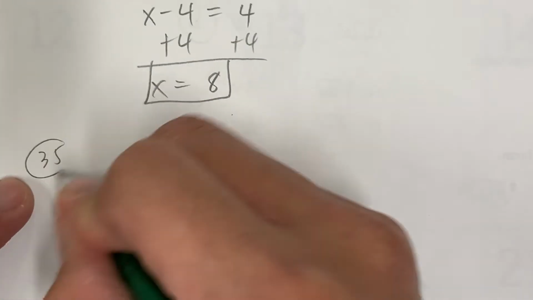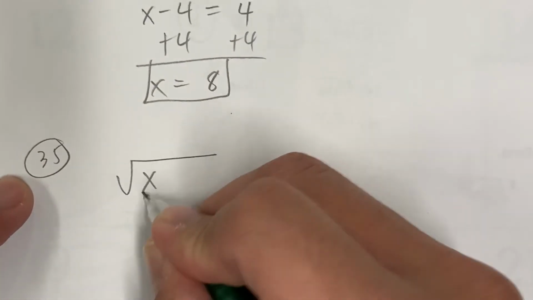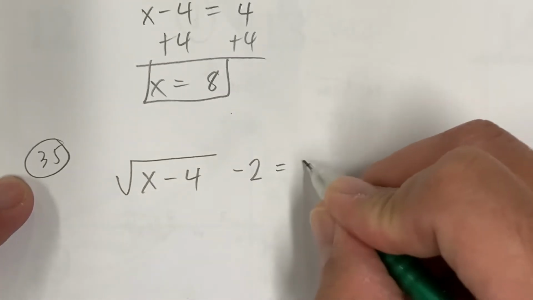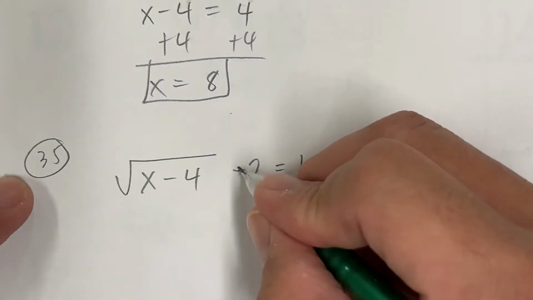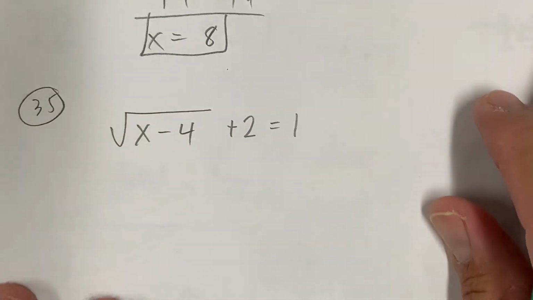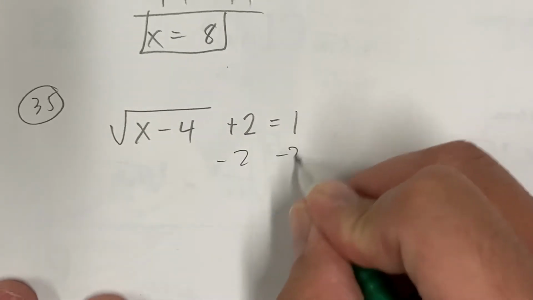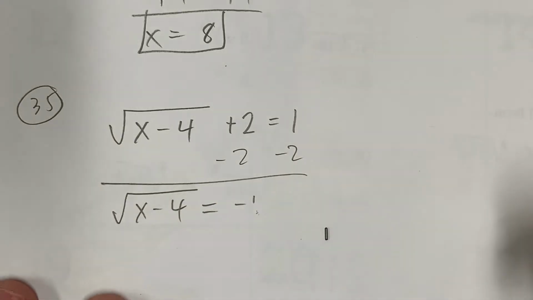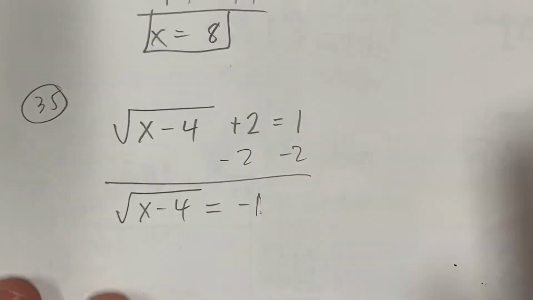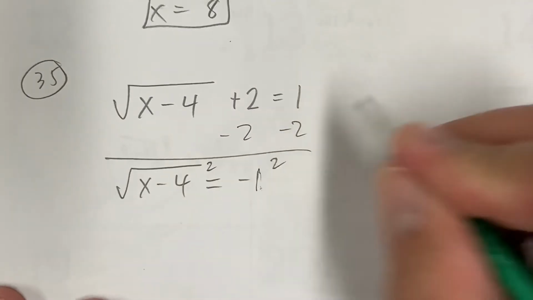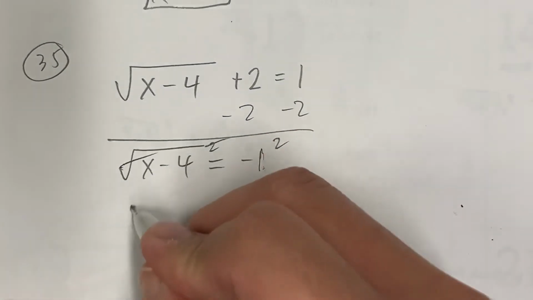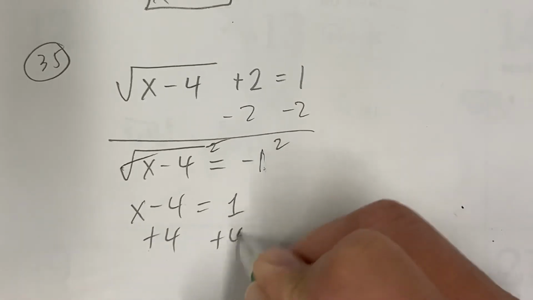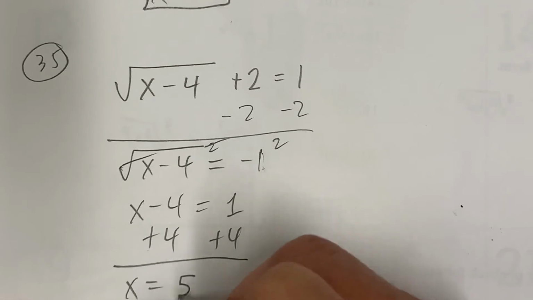Couple more, 35 here. If you happen to have, let's say, square root of x minus 4, and then minus 2 is equal to 1, or make it plus here. Okay, you need to pay attention here. Minus 2 on both sides will give you square root of x minus 4 is equal to negative 1. And then what do we do? We square this one, we square this. Cancel, cancel. x minus 4 is equal to positive 1. Plus 4 there, plus 4. x equal to 5.